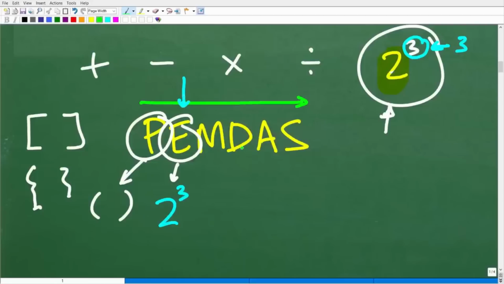Okay, so the next step is one of the most confused steps of basic math. So you want to pay attention. But before I tell you that, let's just go ahead and talk about what M, D, A, and S stand for.